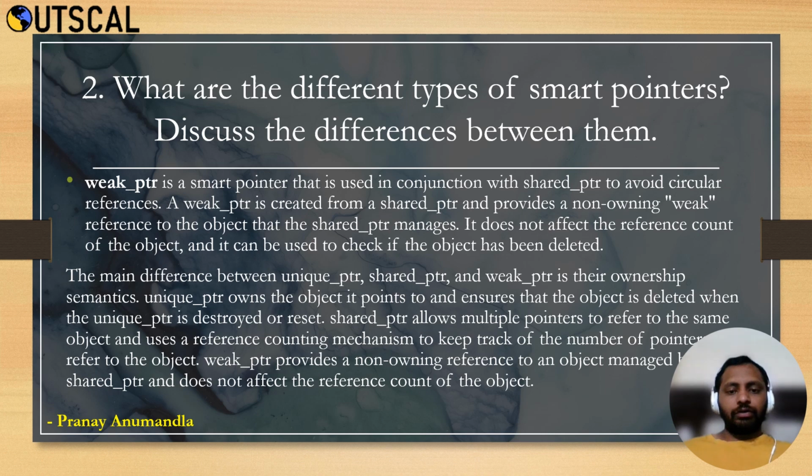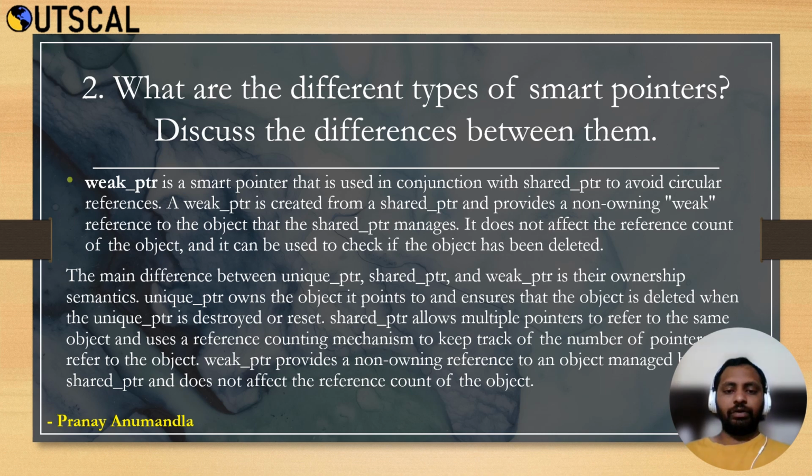It does not own the object, it just observes the shared pointer. The object that is managed by the shared pointer will be referred to by the weak pointer. The main difference is the ownership and access: how they own the object, and how they allow other pointers. These are the differences between these 3 smart pointers.